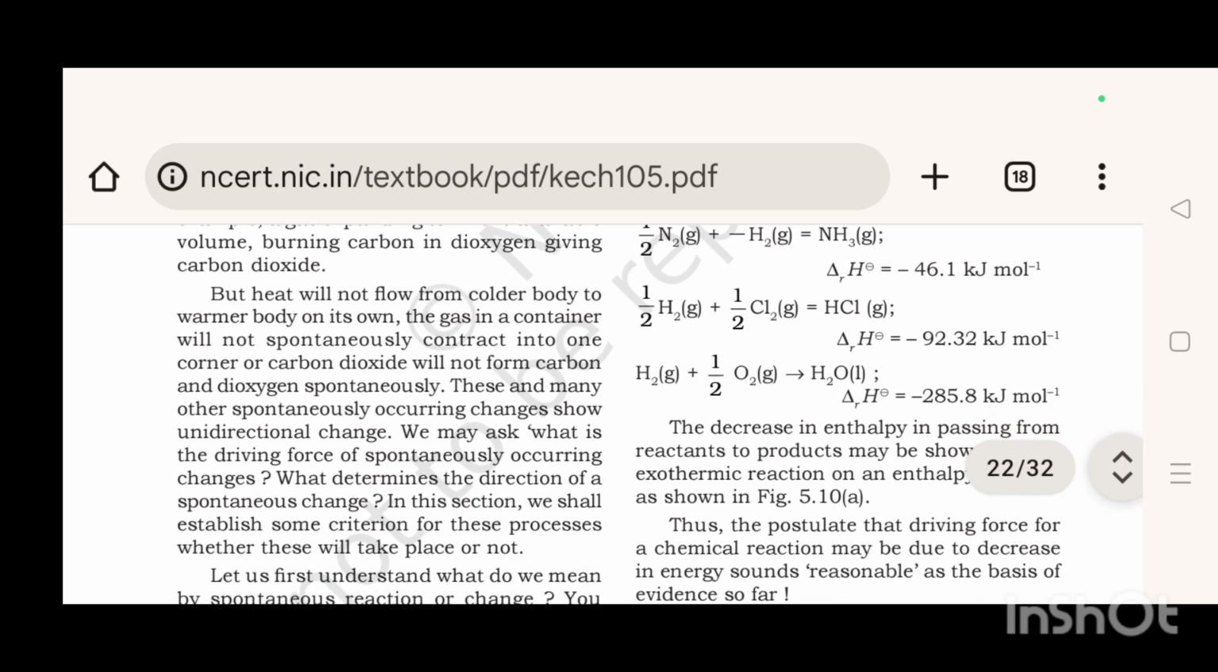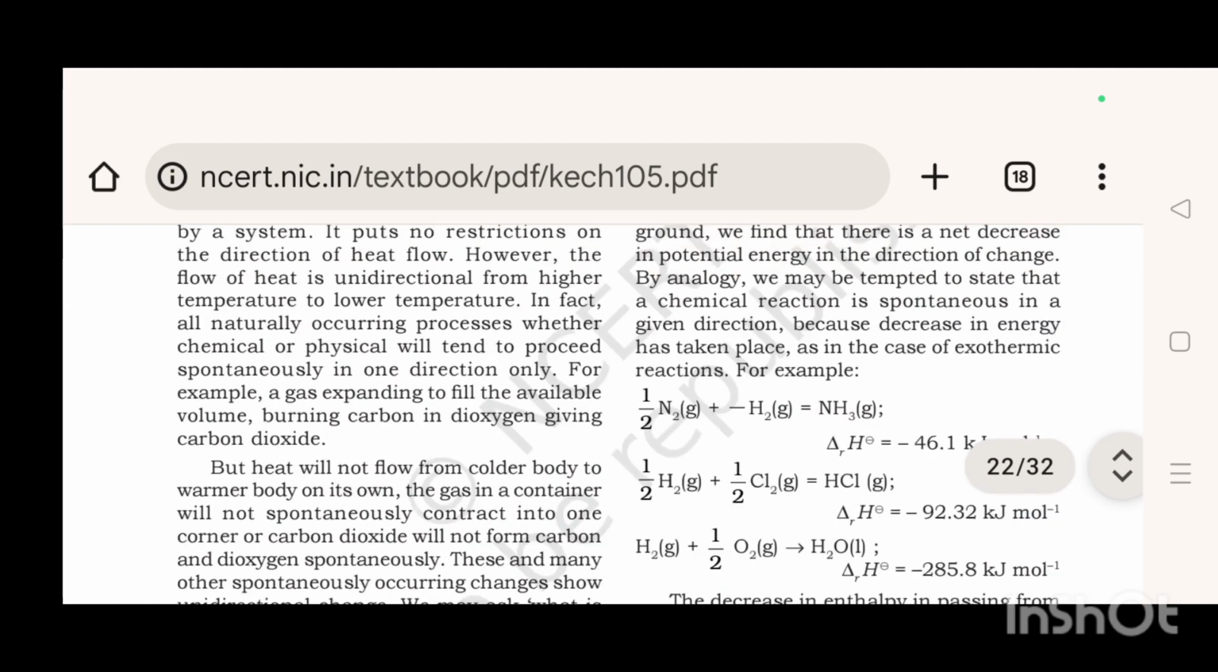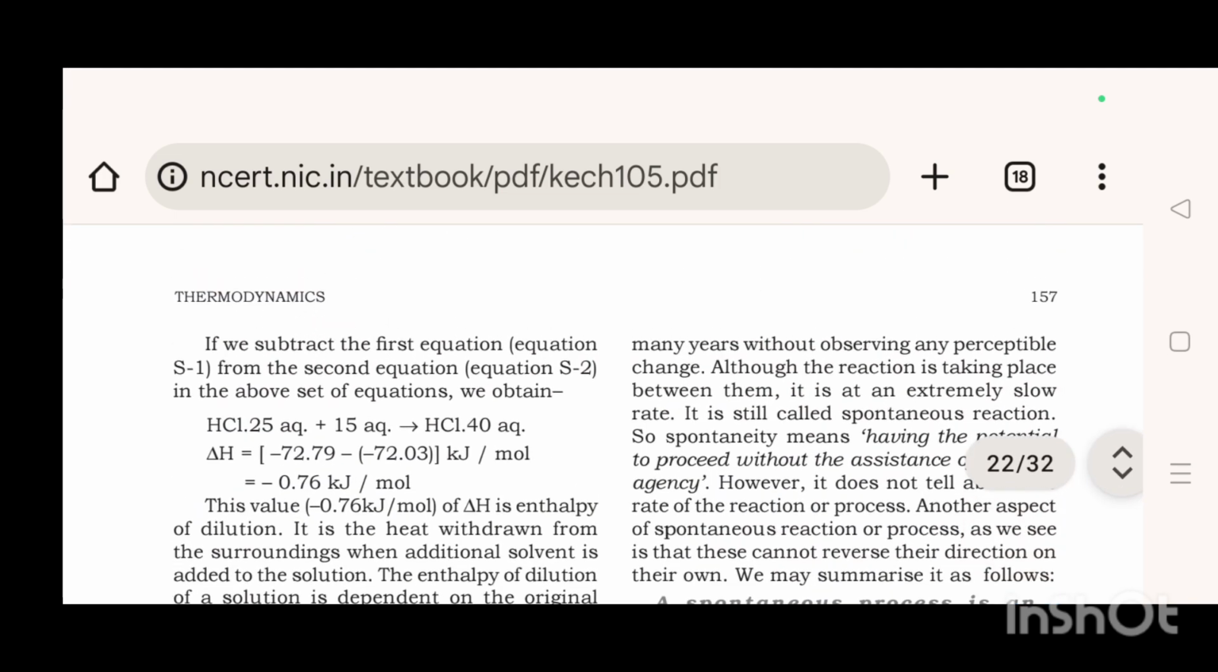We may ask, what is the driving force of spontaneously occurring changes? What determines the direction? Let us first understand what we mean by spontaneous reaction or change. You may think by a common observation that a spontaneous reaction is one which occurs immediately when contact is made between the reactants. Take the case of combination of hydrogen and oxygen. These gases may be mixed at room temperature and left for many years without observing any perceptible change. Although the reaction is taking place between them, it is at an extremely slow rate. It is still called a spontaneous reaction.